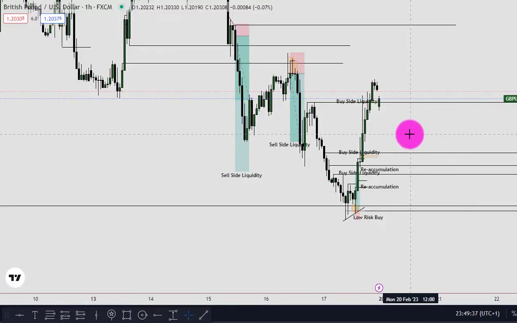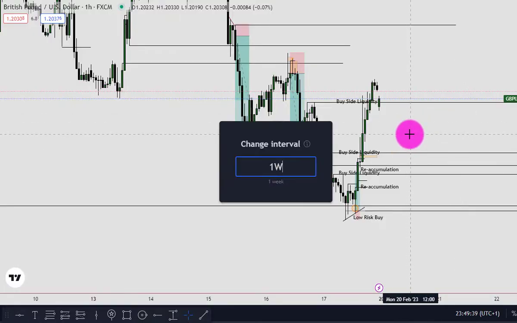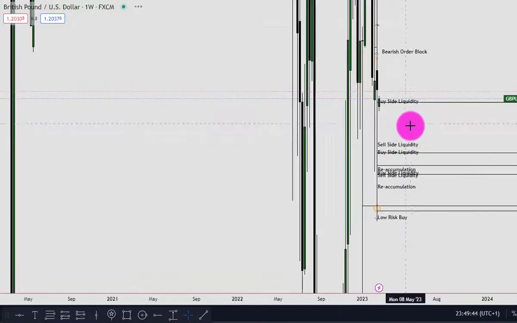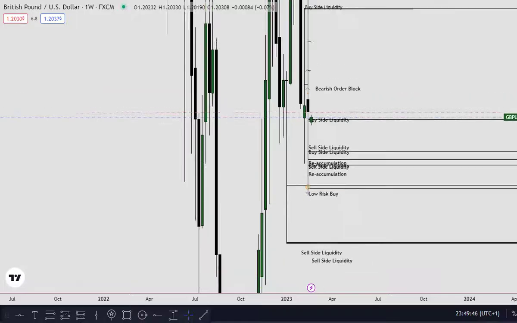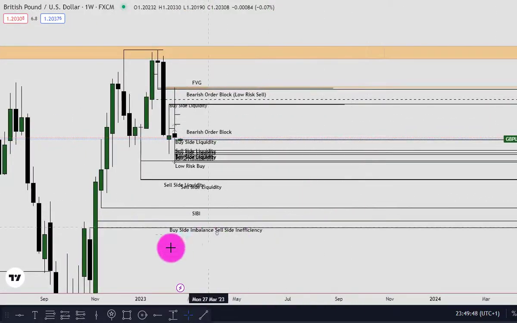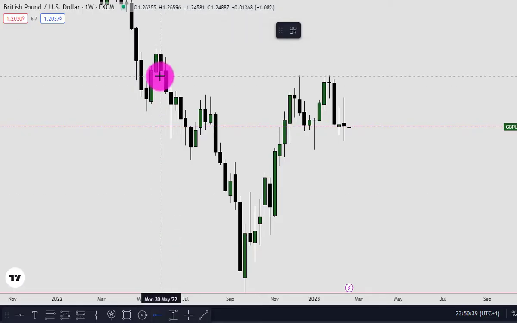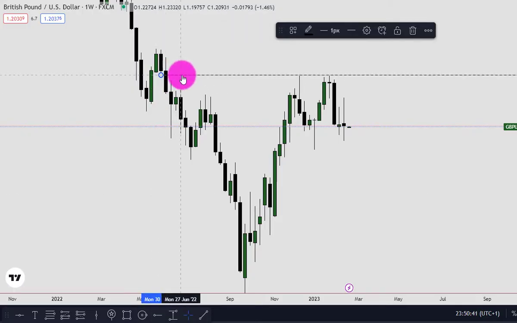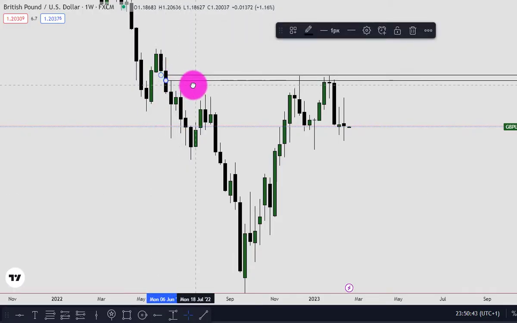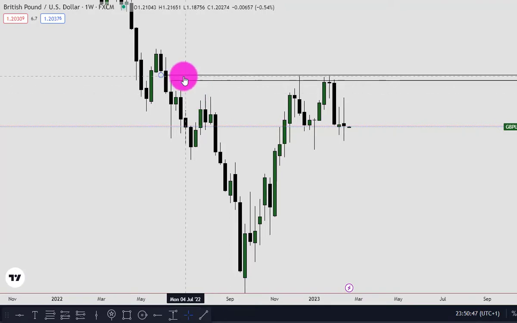So let me go to the daily time frame or the weekly time frame. Sorry, my chart markup on GBPUSD is a little bit messy because that's my favorite pair. So previously price traded into a sell side imbalance and a buy side inefficiency on the weekly time frame. Okay, you can see that here. This is also an institutional order flow entry drill.